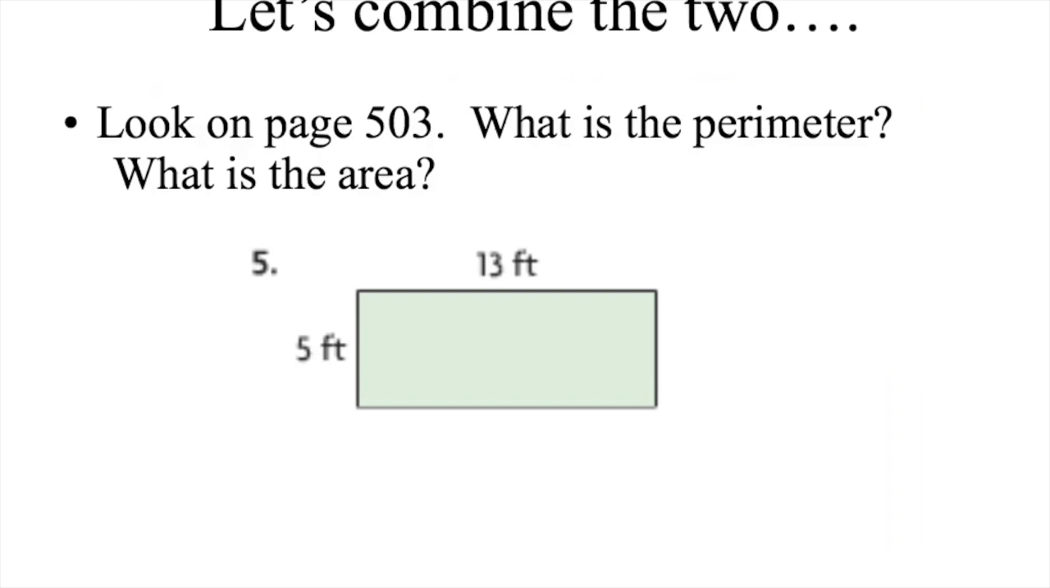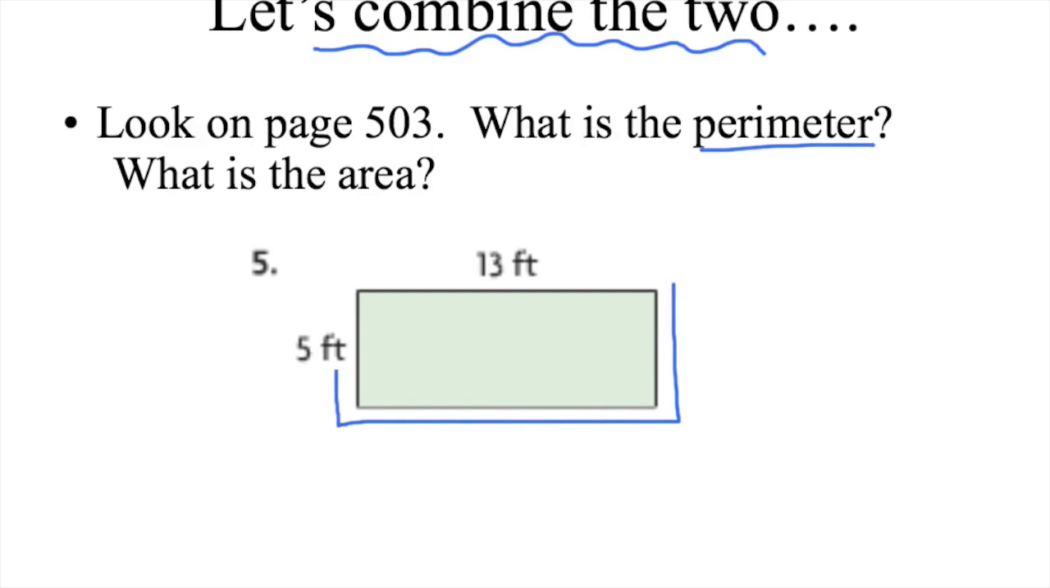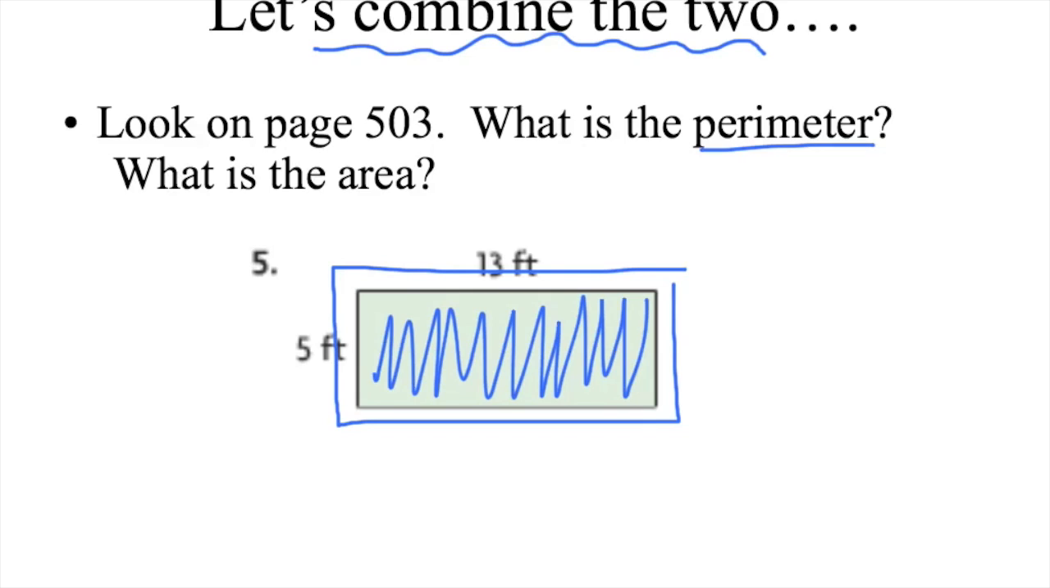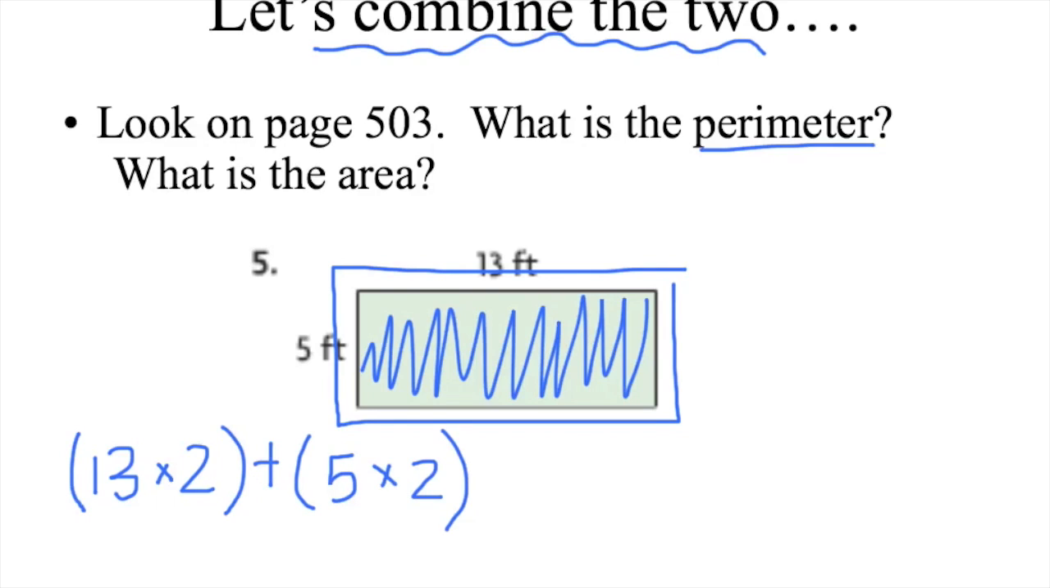All right, take a look at combining the two. If you remember, perimeter is the distance around the shape. It's the fence. The area is the inside. So if I'm looking at perimeter, I'm going to think I've got 2 sides that are 13, and I've got 2 sides that are 5. If I'm thinking about the area, I'm going to multiply 13, the base, times the height, 5. Pause the video and solve the problem.